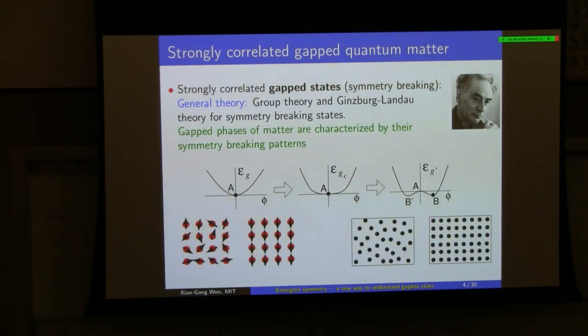And then the really interesting thing is that we also have strongly correlated quantum matter, and those are much more difficult to understand. It's really the challenge for theoretical physics. For strongly correlated gapped states, we have a systematic theory, based on Ginzburg-Landau theory and symmetry breaking, and the mathematical framework for this is group theory. Basically, at low energy, the ground state may have less symmetry than the system's Hamiltonian, so we have spontaneous symmetry breaking.